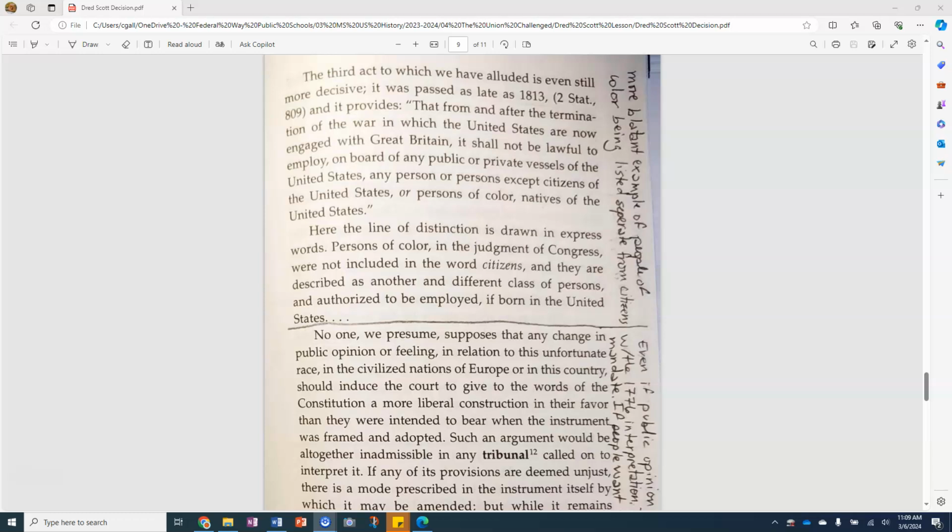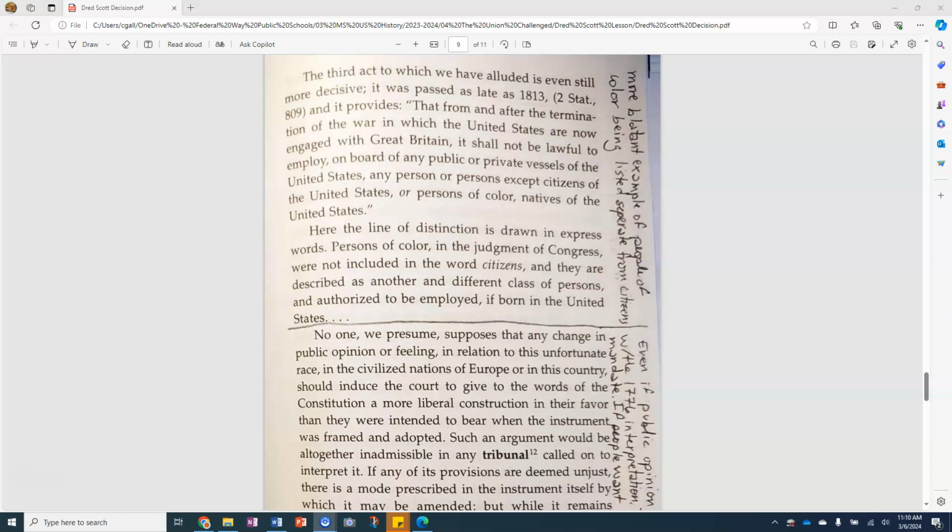All right, and the law he's referring to is one that was passed during the War of 1812, which we didn't study. Okay. I think it mentioned it briefly in the text, but it's not a big war that's super common for folks to spend a lot of time on. Okay, so he says that law provides that it shall not be lawful to employ on board public or private vessels of the United States any person or persons except citizens of the United States or persons of color, natives of the United States.